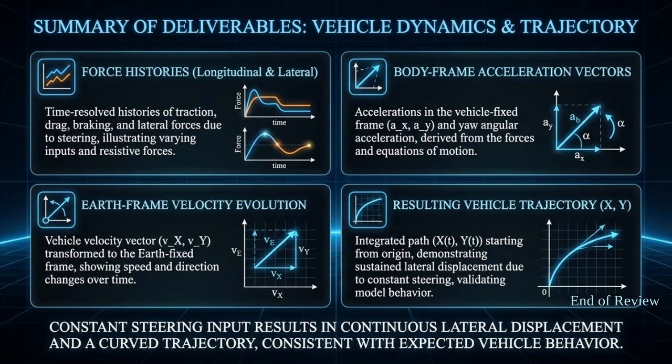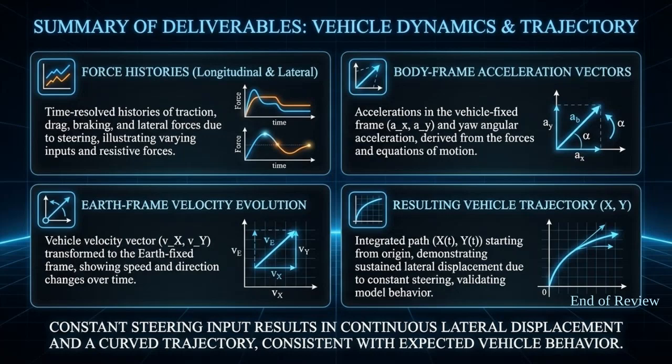This analysis produces 4 key results. First, we obtain the time history of all individual forces, showing how traction, resistance, and tire forces evolve. Second, we compute the acceleration vectors in the vehicle body frame, revealing how forward and sideways accelerations interact. Third, these accelerations are transformed and integrated to give the earth frame velocity over time. Finally, integrating velocity gives the vehicle's XY trajectory on the ground.